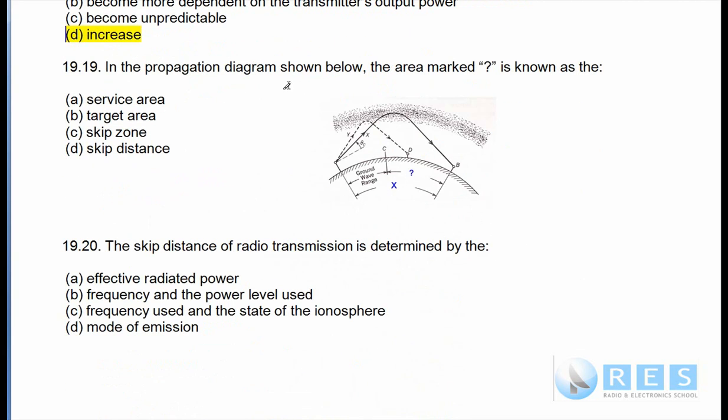19.19, in the propagation diagram below, the area marked with the question mark, I think that's an error there. That should be the X, because we just did the question mark. They're asking for this area here. This is the skip zone, and we just did that a few questions ago. Now they're asking for this distance here, and that distance X is from the transmitter to where the skywave first returns to Earth, and that distance is known as the skip distance. You need to know the skip distance and the skip zone.